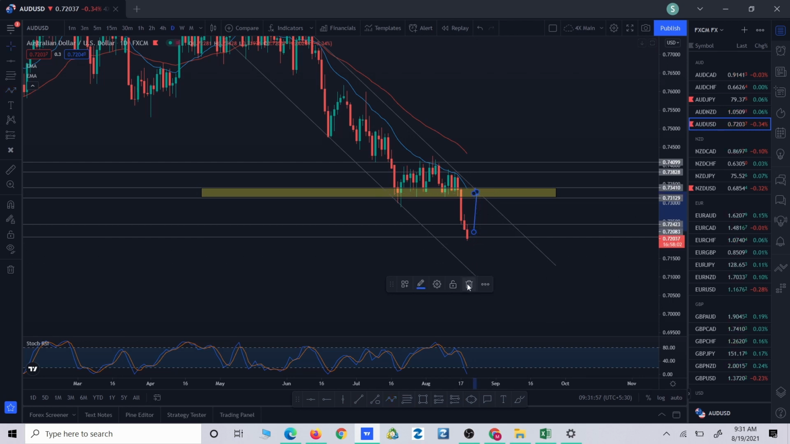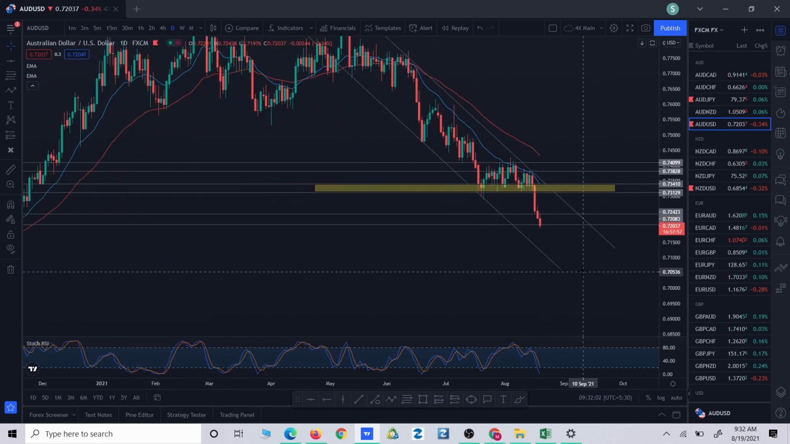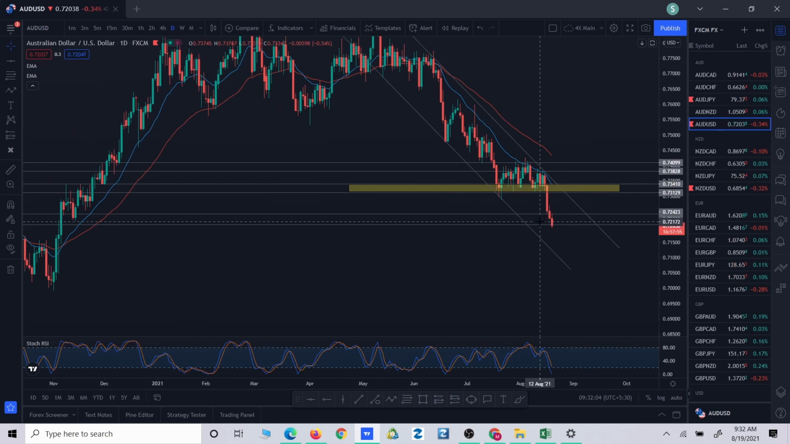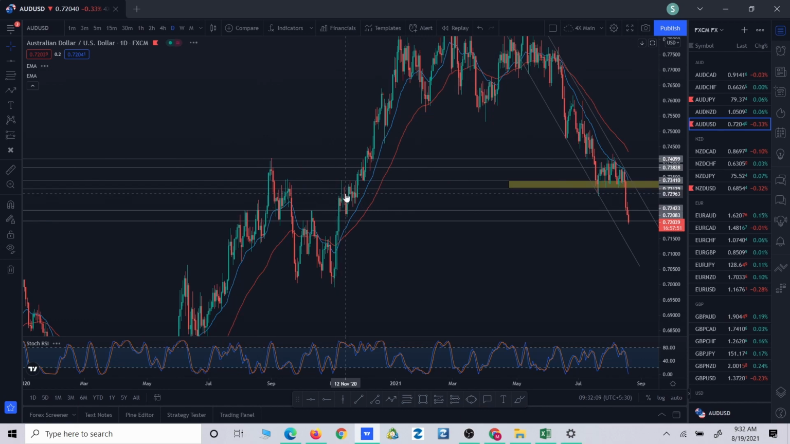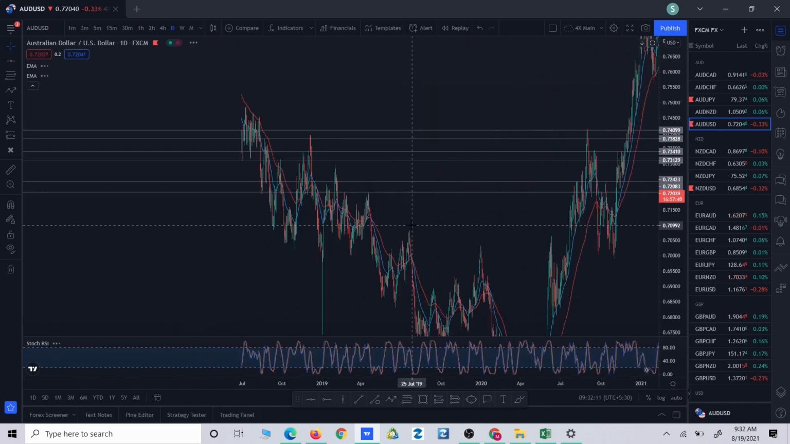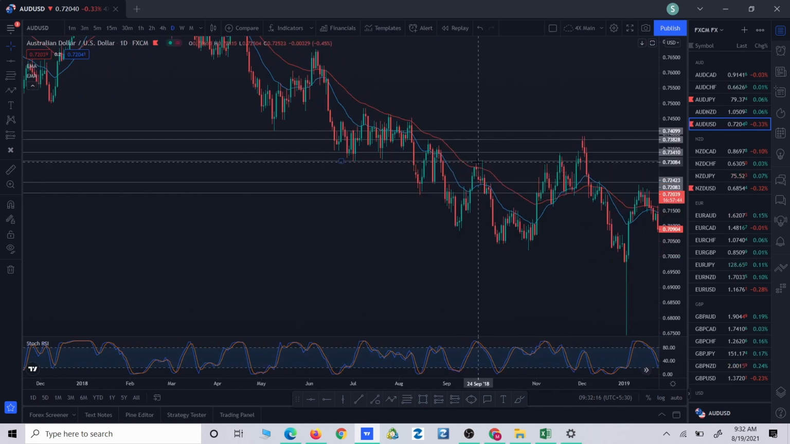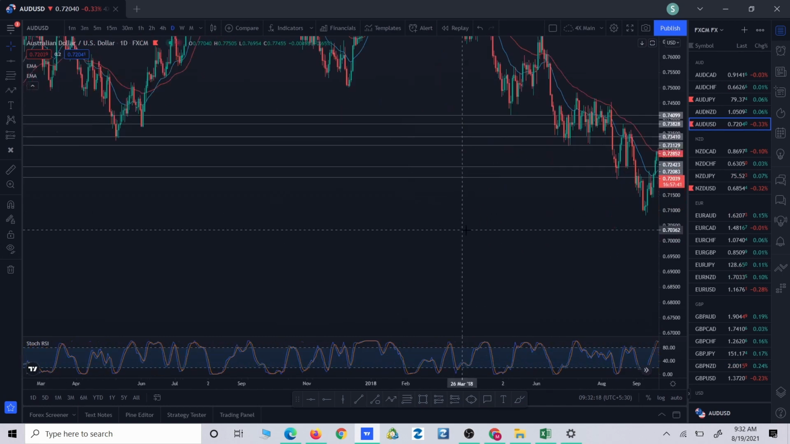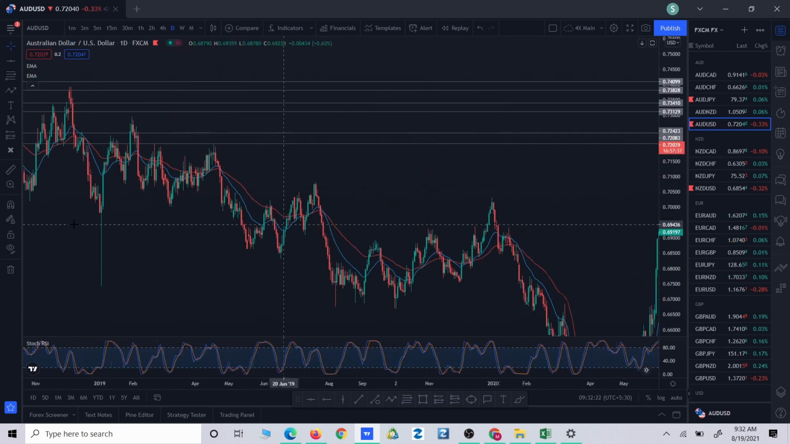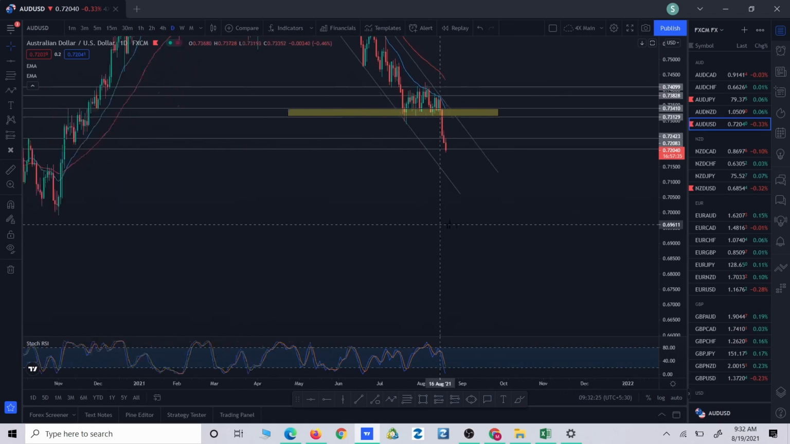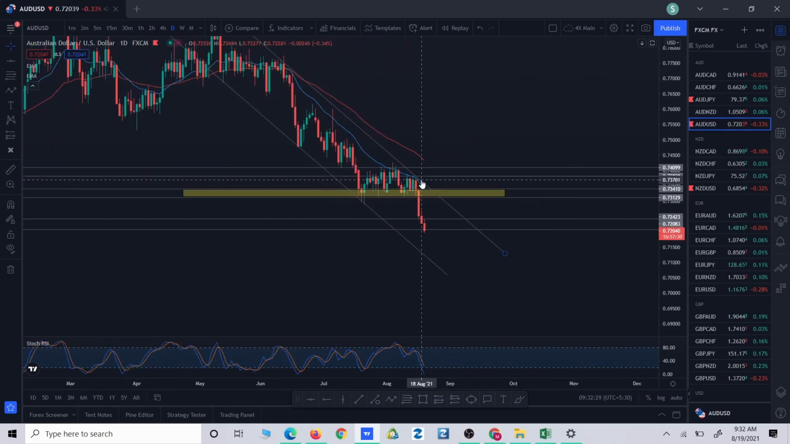If we talk about the strength of this particular zone, it is retested multiple times, which makes it a very strong zone. Let's see how many retests we have. Starting from here, we have 1, 2, 3, 4, 5, 6, 7, 8, 9. We have many retests on this zone, which makes it a very strong zone to look for any kind of shorting opportunity.